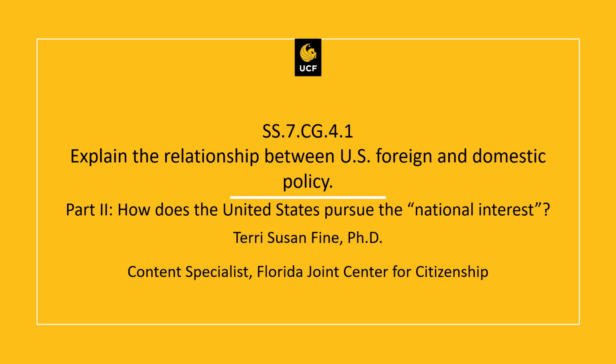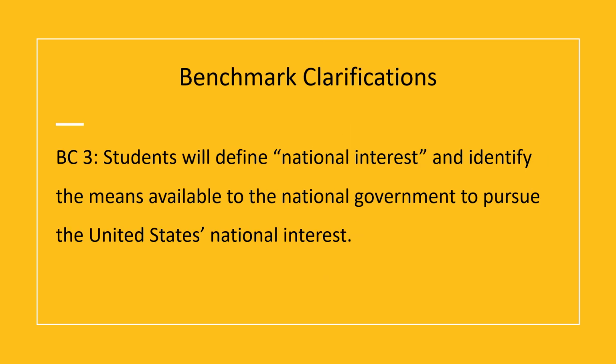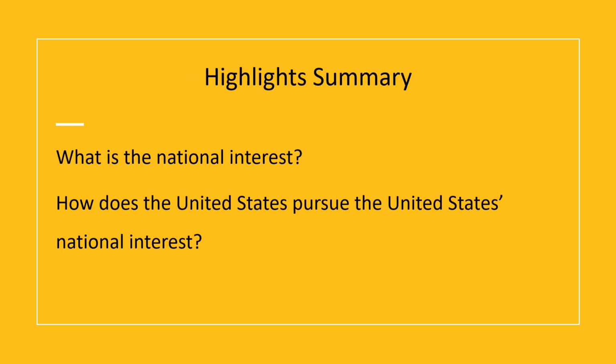Today we focus on benchmark CG 4.1. Explain the relationship between U.S. foreign and domestic policy. In Part 2, we focused on the question, how does the United States pursue the national interest? We focus our attention on benchmark clarification 3. Students will define national interests and identify the means available to the national government to pursue the United States national interest. We ask, what is the national interest and how does the United States pursue it?